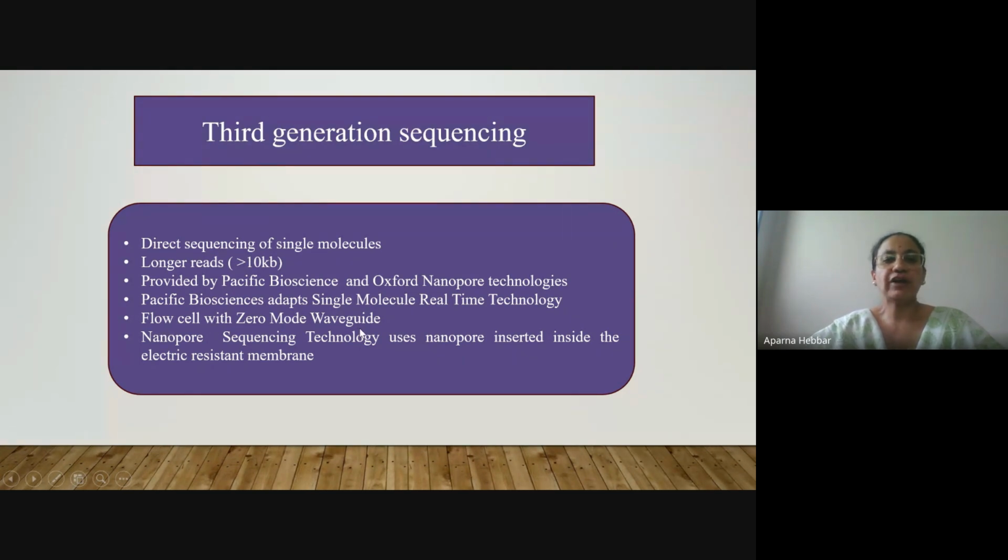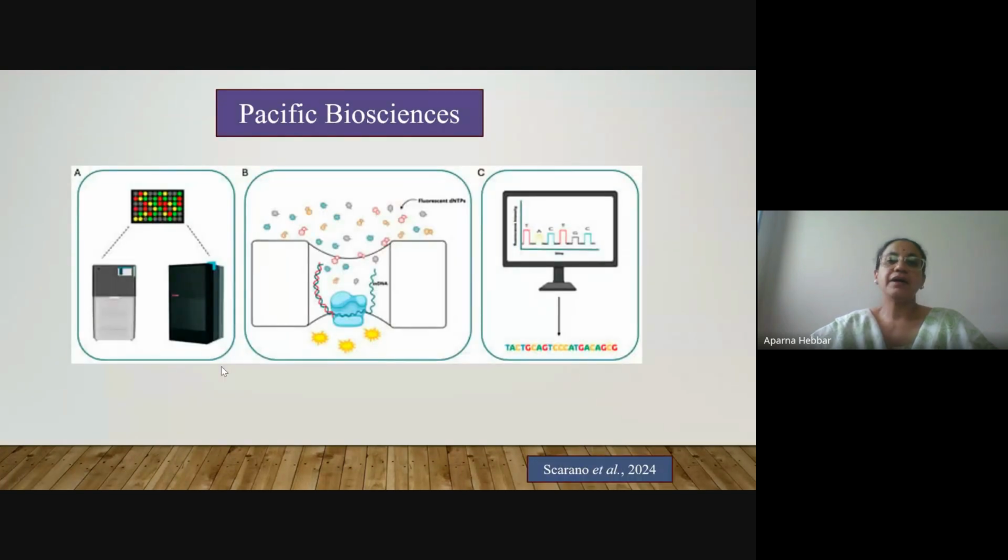Here, the flow cell with a zero-mode waveguide is used in single molecule real-time sequencing, which we call SMRT. And in nanopore sequencing technology, the nanopore is inserted into an electrically resistant membrane. The idea behind Pacific Biosciences is that the flow cell, called the zero-mode waveguide, is used, and the DNA polymerase is embedded in this membrane-like structure. The DNA fragment is allowed to run on this, and the fluorescence that is produced is analyzed, which is called base calling. The fluorescence produced for a particular nucleotide is detected by cameras and recorded through a computer.